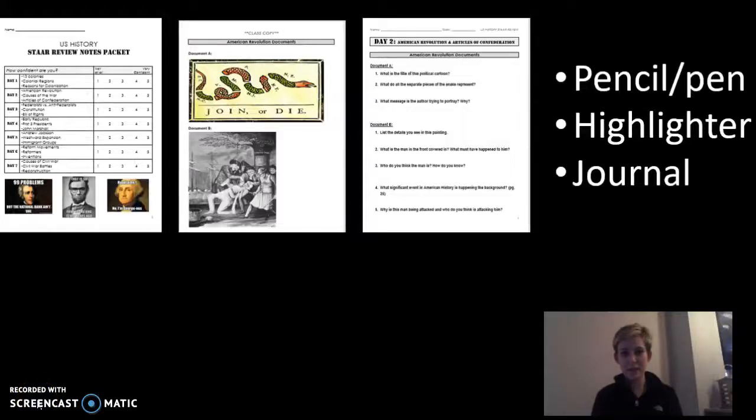Hi guys, so for today's lesson, I want to make sure you have everything in front of you that you need. You need your unit-long notes packet, your class copy of your American Revolution documents, and your answer document handout, which is due at the end of class. You also need a pencil or a pen, a highlighter, and your journal. If you don't have your journal, go get it from the filing cabinet.